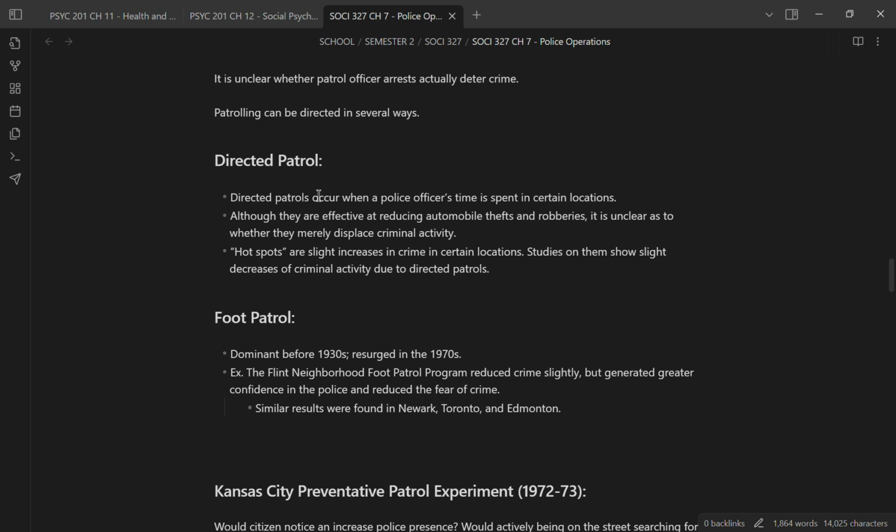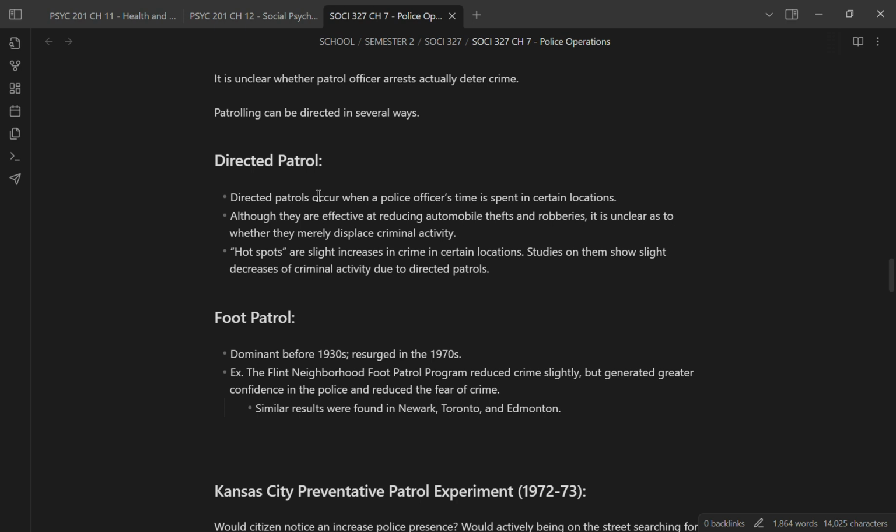It's unclear whether it really stops crime or just displaces it to other areas. Hotspots have been studied, where hotspots are increases in certain locations, and studies on them show a slight decrease of criminal activity, but it's kind of iffy. And then we have foot patrols.